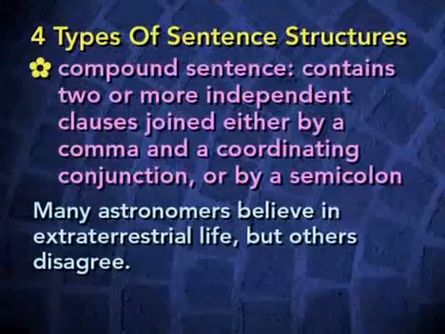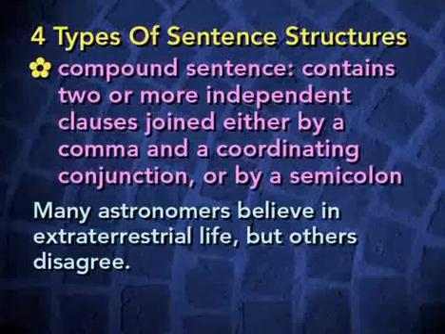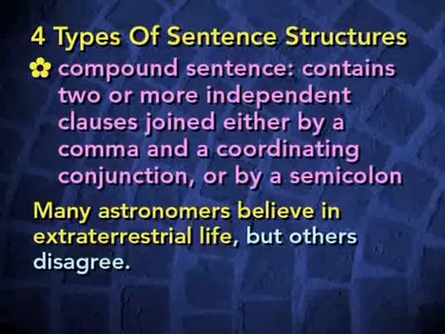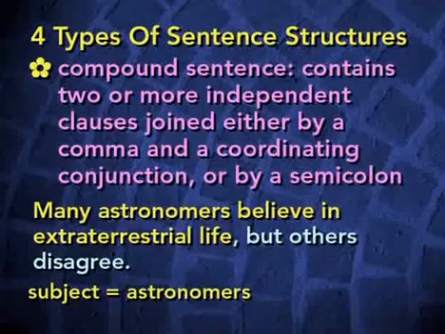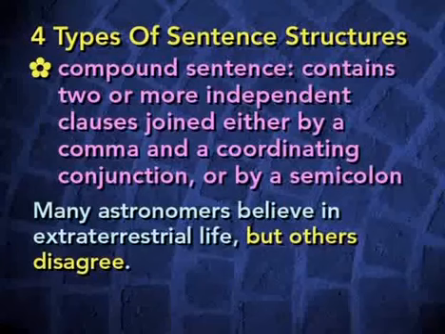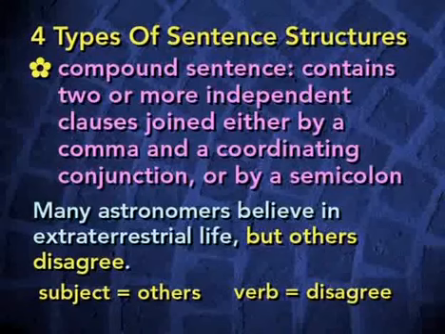Many astronomers believe in extraterrestrial life, but others disagree. Here we have two independent clauses which have been joined together to form a single compound sentence. The first independent clause is, many astronomers believe in extraterrestrial life. The word extraterrestrial means life outside of this planet, outside of the Earth. That could stand alone as a sentence. It's an independent clause. It contains the subject, astronomers, and the verb believe, and it could stand alone as a sentence. Then we have the clause, but others disagree. That could also stand alone as a sentence. It contains the subject others, the verb disagree, and the word but tells you that there's a contrast to the preceding idea. Nonetheless, it could stand alone as a sentence.